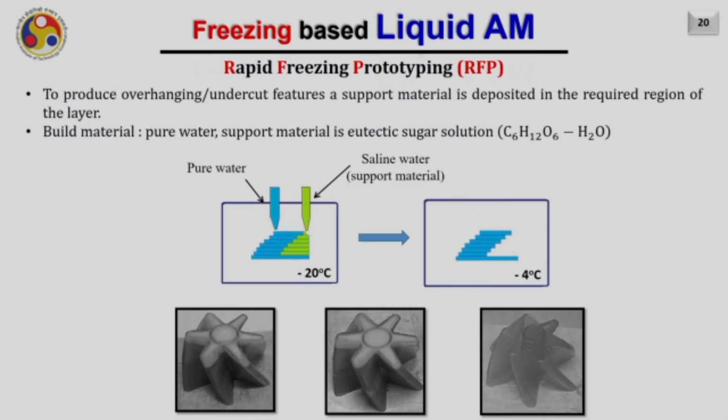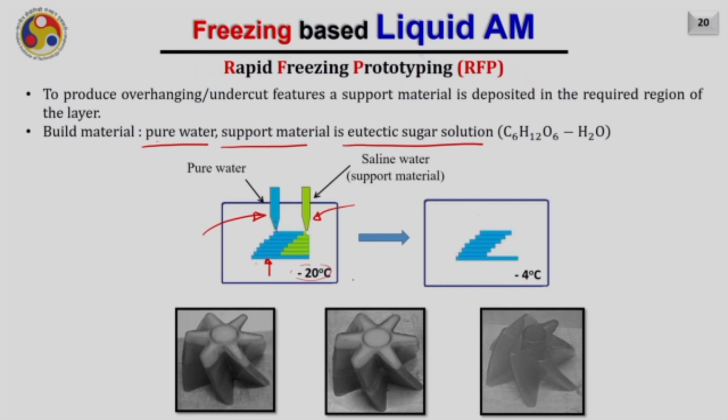Now to produce an overhang or undercut feature, like I have explained, a support material is deposited in the required region. The build material should be pure water and the support material is a eutectic sugar solution with the water, which is called saline water. So as you are seeing here, this blue nozzle is depositing the pure water and this green nozzle is depositing the saline water. At -20 degrees, both of them will be in solid form after deposition on the substrate.